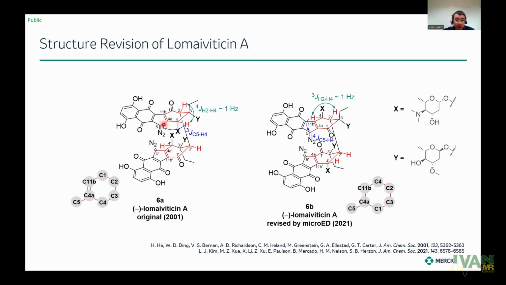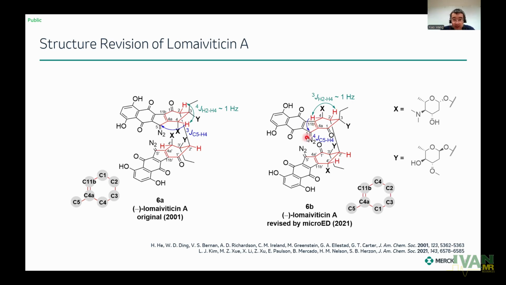So this is a 3-bond proton-carbon correlation. So this actually makes a lot of sense. However, just a few years ago, this structure was revised by MicroED and some synthetic work from Seth Herzon's group. In the revised structure, the 1 Hz coupling that was originally thought to be a 4-bond W coupling is actually a 3-bond proton-proton coupling. It's just because of the dihedral angle. So this is 1 Hz. And the 3-bond proton-carbon coupling observed in i-HMBC is actually a long-range 4-bond proton-carbon coupling.